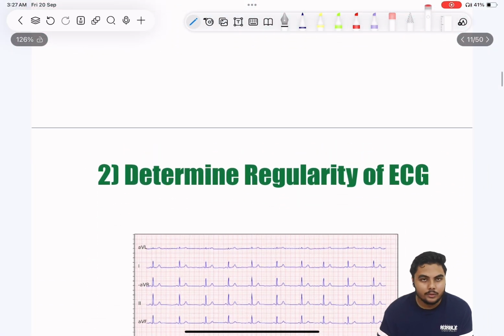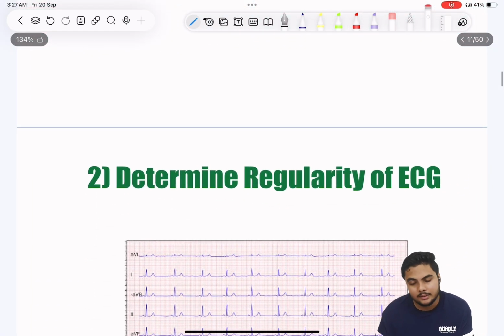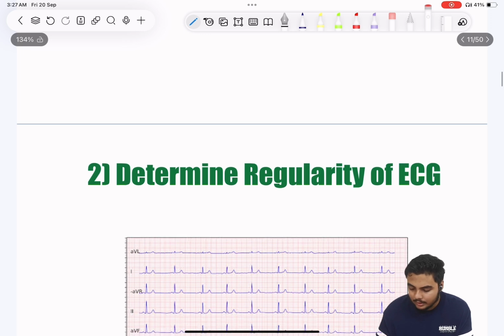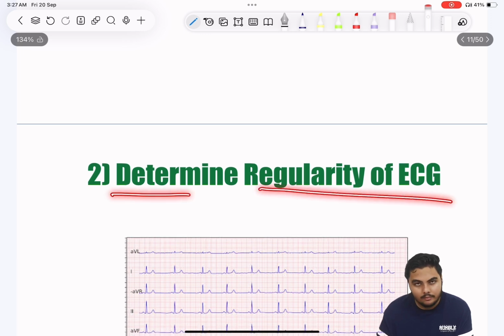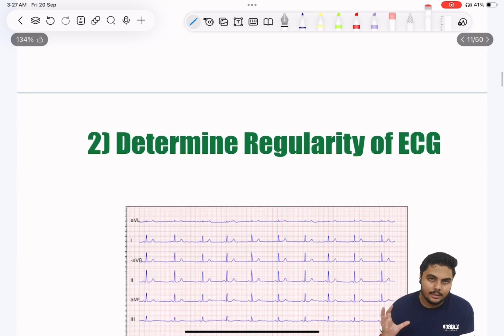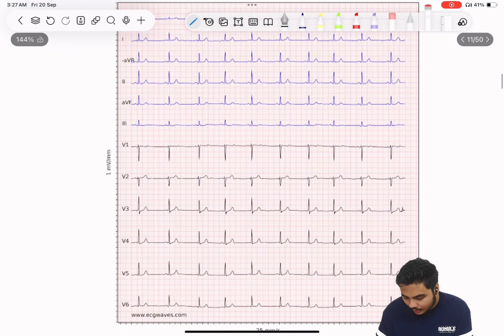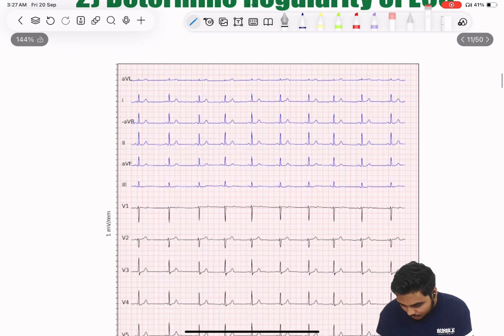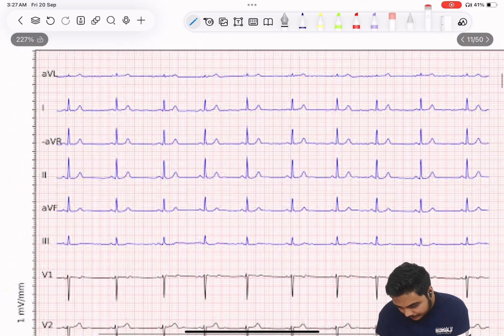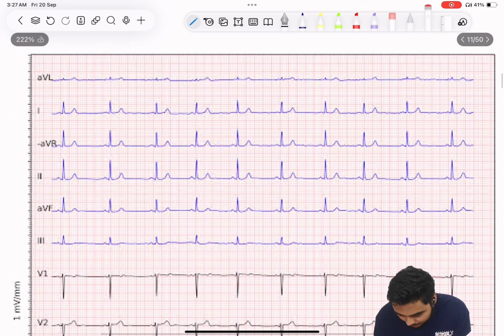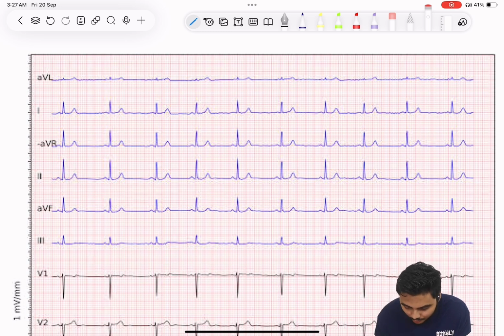So now we know how to calculate the heart rate by looking at an ECG. The second step is to determine the regularity of an ECG, right? Whether the ECG that we are seeing is regular or not. How to do this is, just try to take a look at lead number 2, right? So what you have to do, this is a P wave, this is a QRS complex, and this is a T wave, right? Now you have to calculate the distance between two R waves.